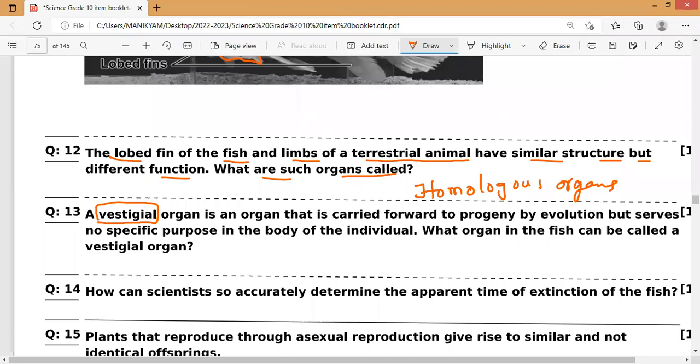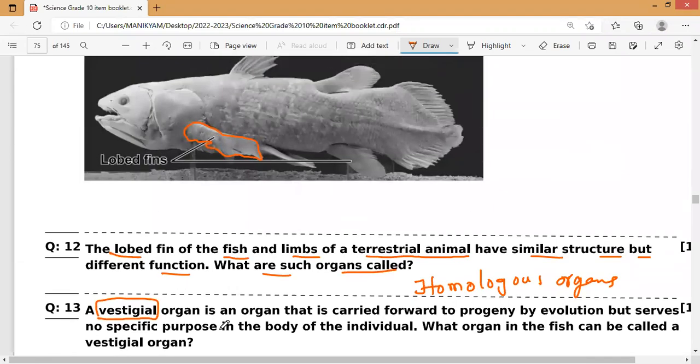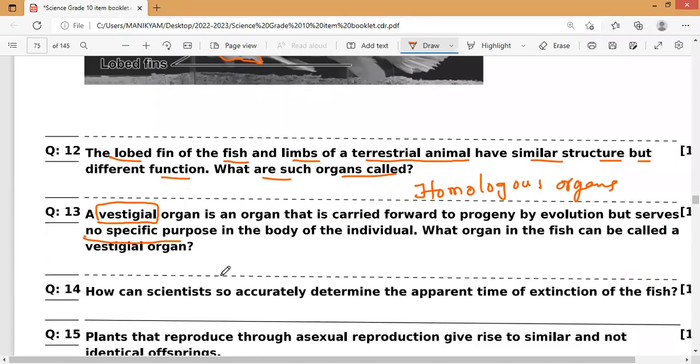Appendix. Now, if you will read this paragraph, if you know the meaning of vestigial organ, that's enough to answer this question. A vestigial organ is an organ that is carried forward to progeny by evolution, but serves no specific purpose in the body of the individual. So please remember, it is contained in an organism, but there is no use of it. Coming generations may just pass it through, but definitely after certain generations, it will disappear. So what organ in the fish can be called a vestigial organ?